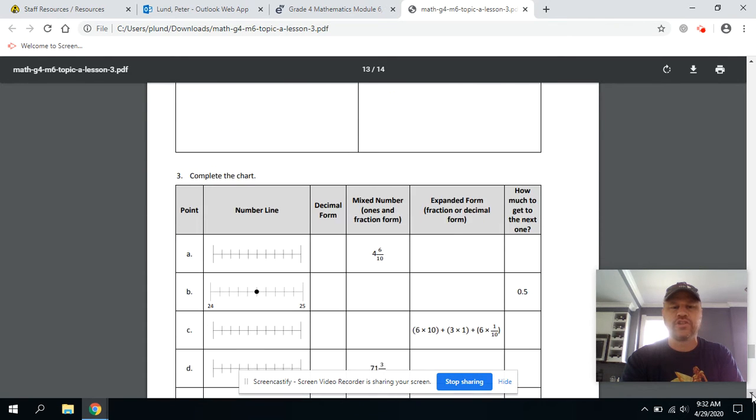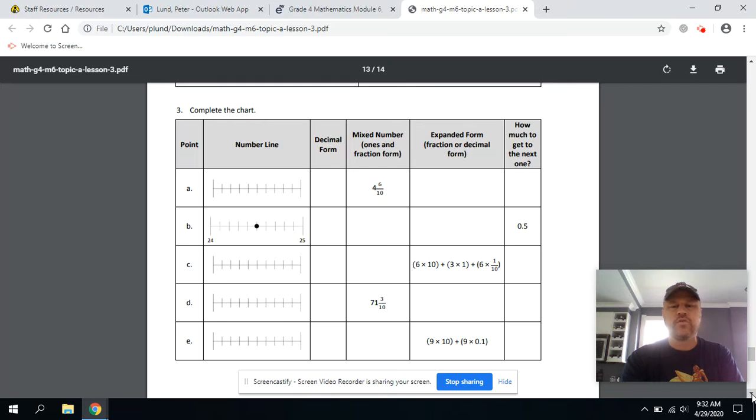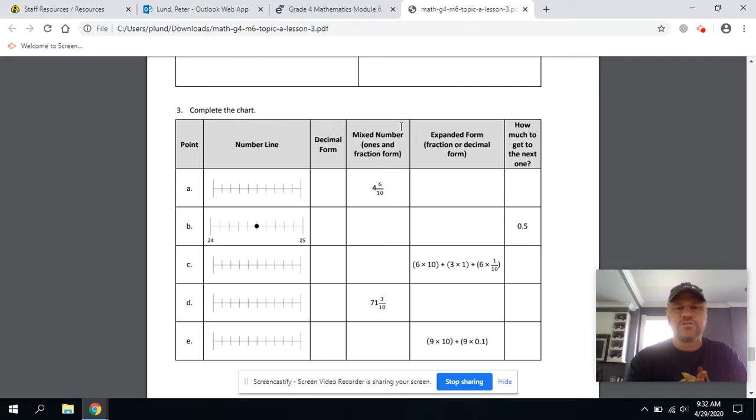Let's just go to this chart for now. So we're representing mixed numbers in many different forms. Take a look at what's already given to you in the chart. It says mixed number, ones, and fraction form. This is what we've been doing in the previous lesson. We had something like this.